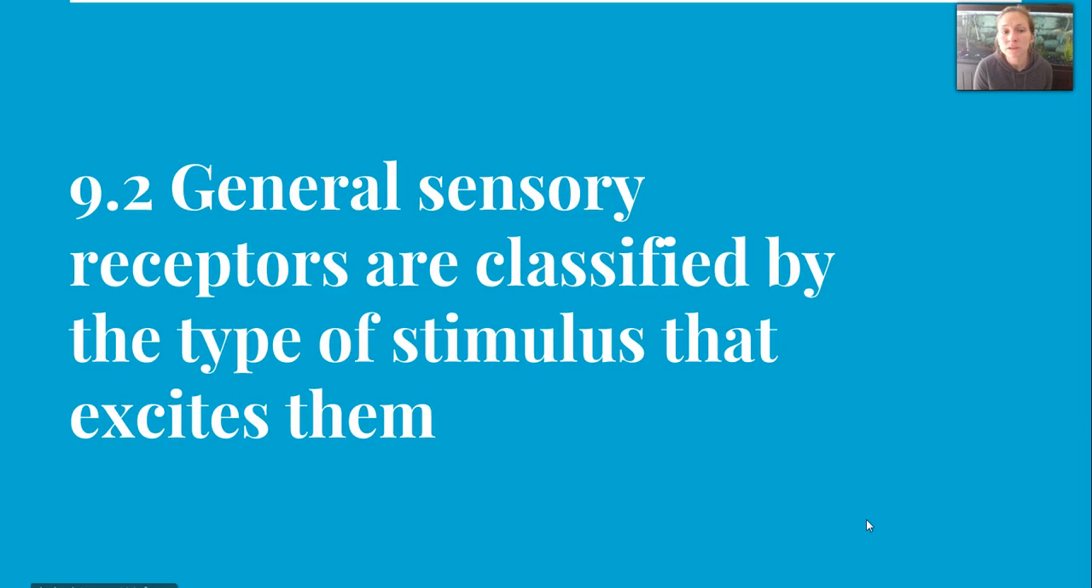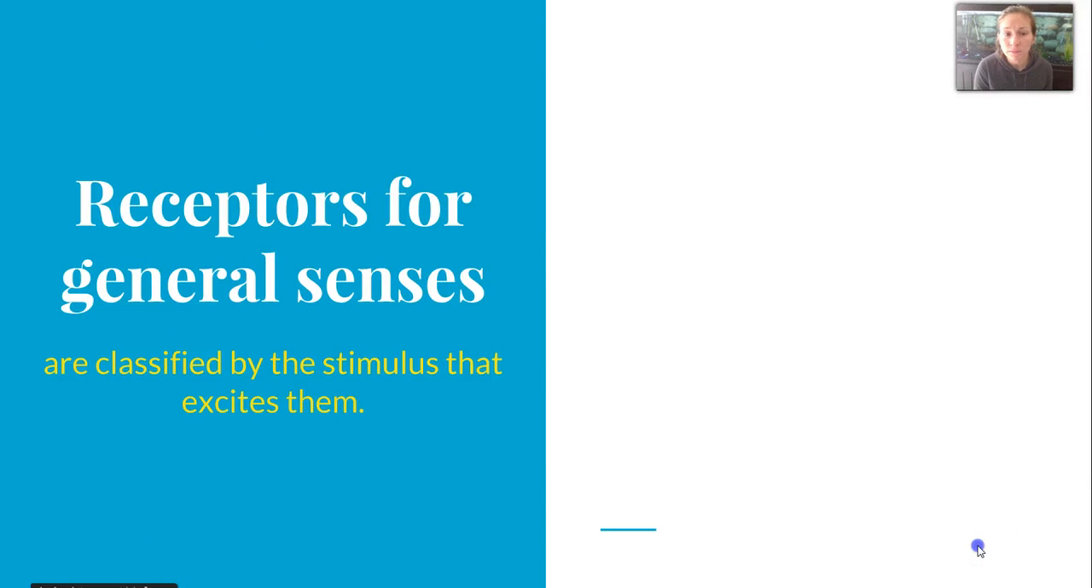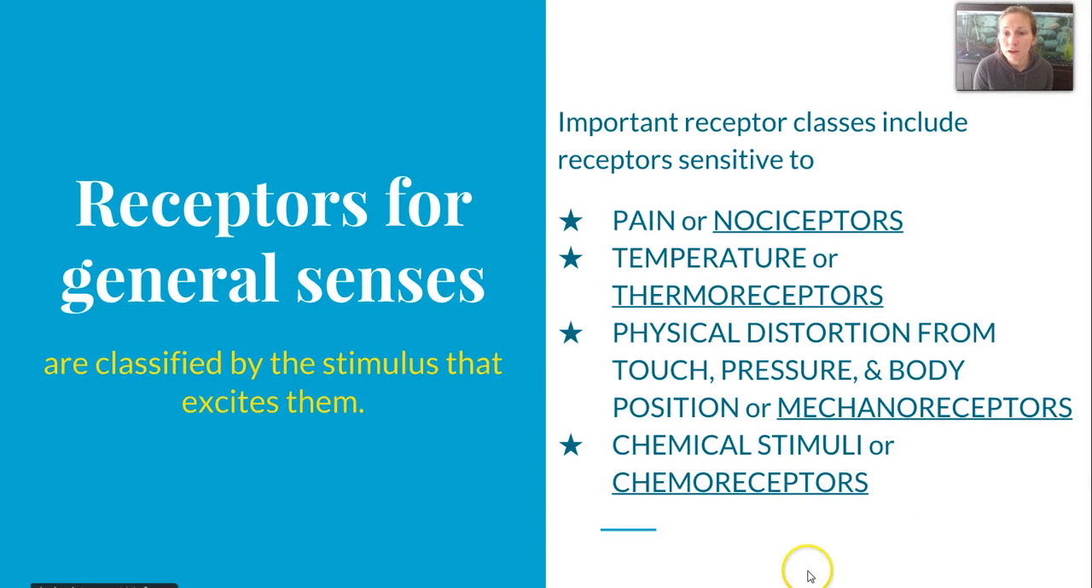We're going to get a little more detailed in Section 2 about our general sensory receptors. They are classified by the stimulus that excites them, and we have four main classes. The nociceptors are our pain receptors, thermoreceptors are our temperature receptors, physical distortion from touch, pressure, and body position are stimulated by mechanoreceptors, and then the chemical stimuli or chemoreceptors are our last one.